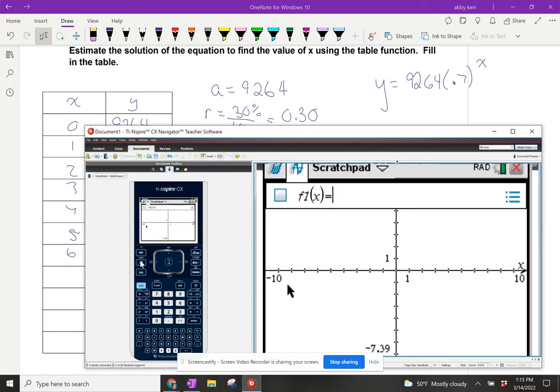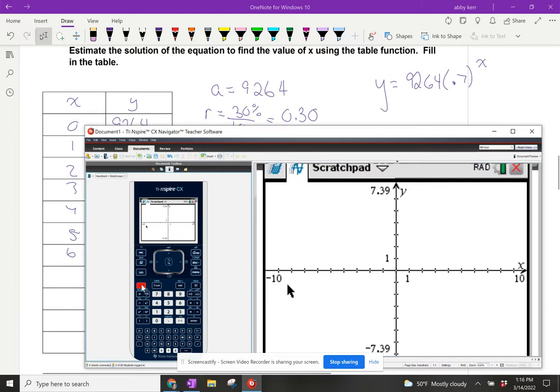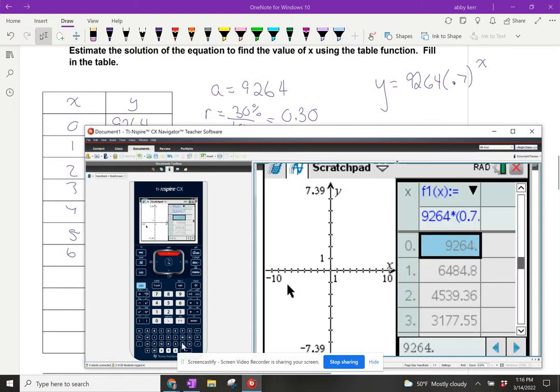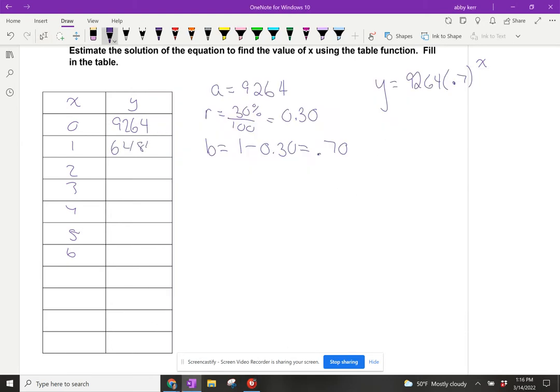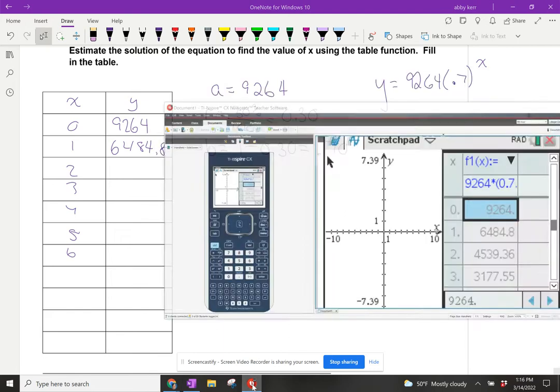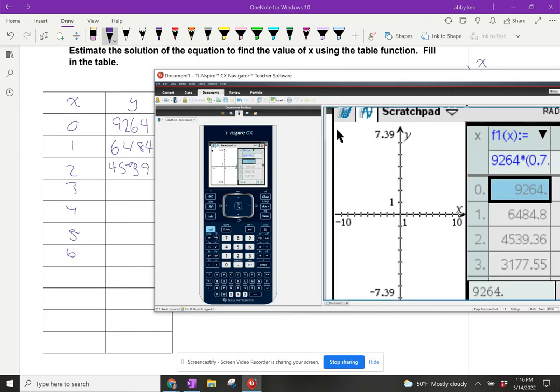So put it in the calculator. Do not change the f of x to y. It won't work that way. And then we're going to press Control T. So at day 0, it's 9,264. Then it's going to be 6,484.8. And we're looking for below 1,000.